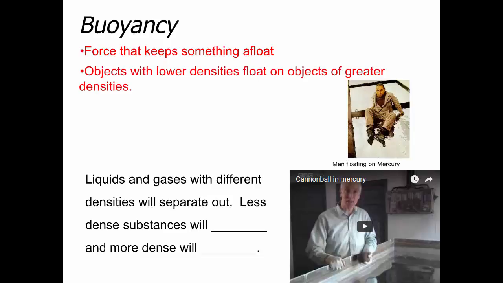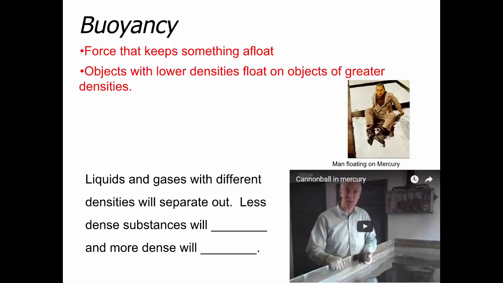What are boats made out of? We're going to talk about that Tuesday. So, objects with a lower density, I should rephrase this, float on objects of greater density. There's something I don't like about that phrase. Anyone know what?